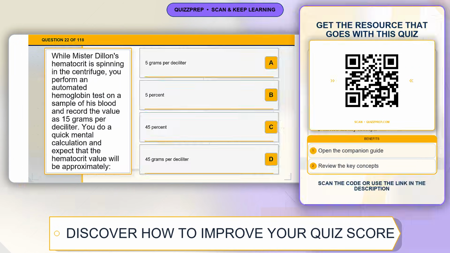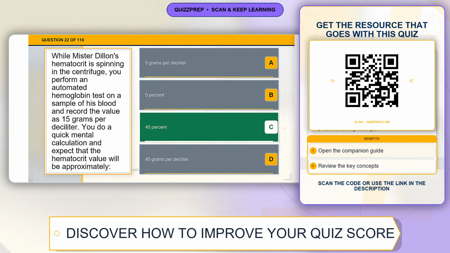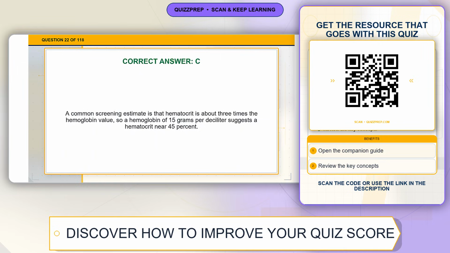Question 22. While Mr. Dillon's hematocrit is spinning in the centrifuge, you perform an automated hemoglobin test on a sample of his blood and record the value as 15 grams per deciliter. You do a quick mental calculation and expect that the hematocrit value will be approximately option A, 5 grams per deciliter, option B, 5%, option C, 45%, option D, 45 grams per deciliter. The correct answer is option C, 45%. Explanation. A common screening estimate is that hematocrit is about 3 times the hemoglobin value, so a hemoglobin of 15 grams per deciliter suggests a hematocrit near 45%.